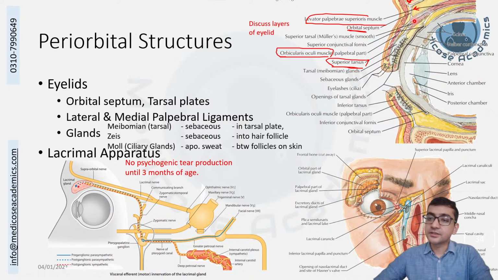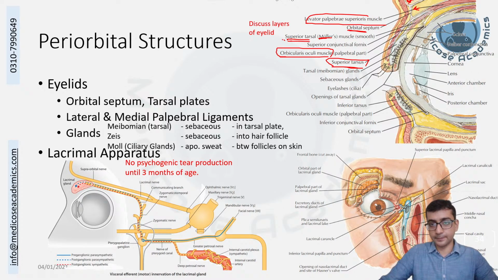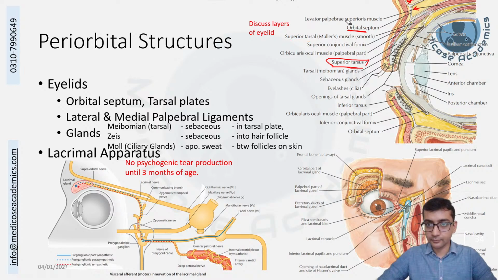A little muscle, some people consider it a part of the levator palpebrae superioris, attaches to the top of the tarsal plate. It arises from the levator palpebrae superioris and attaches to the top of the tarsal plate. This is called the superior tarsal or Muller's muscle. It has a role in the opening of the eyelid and is majorly supplied by the sympathetic supply. So this is the eyelid, the orbital septum, the tarsal plate.